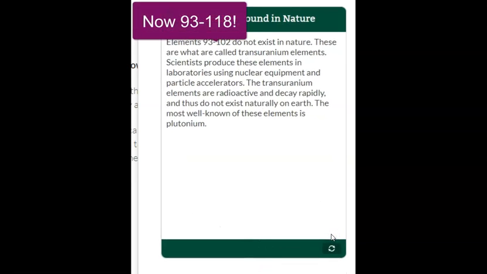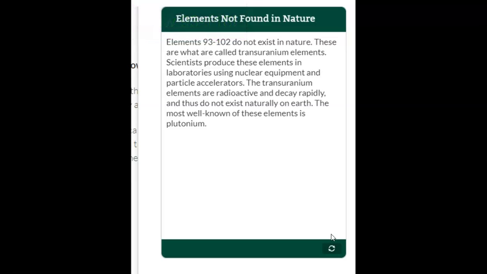Elements 93 to 102 do not exist in nature. These are what are called transuranium elements. Scientists produce these elements in laboratories using nuclear equipment and particle accelerators. The transuranium elements are radioactive and decay rapidly, and thus do not exist naturally on Earth. The most well-known of these elements is plutonium.